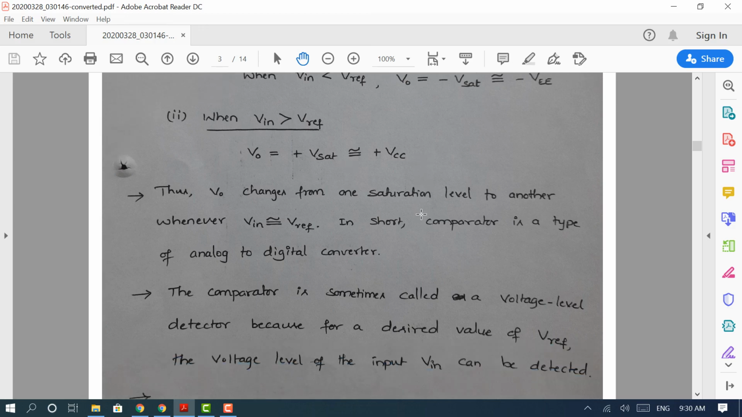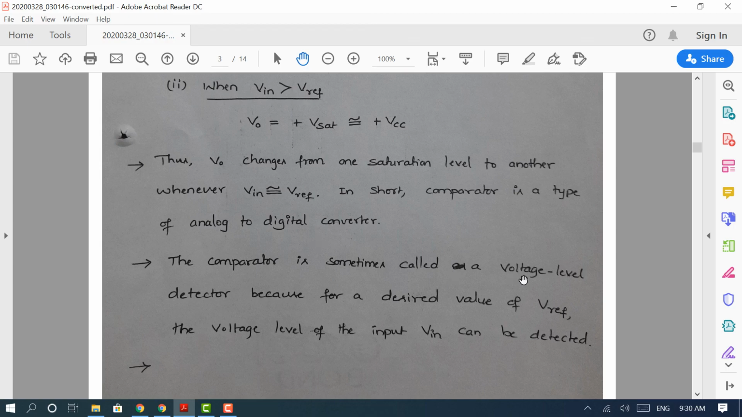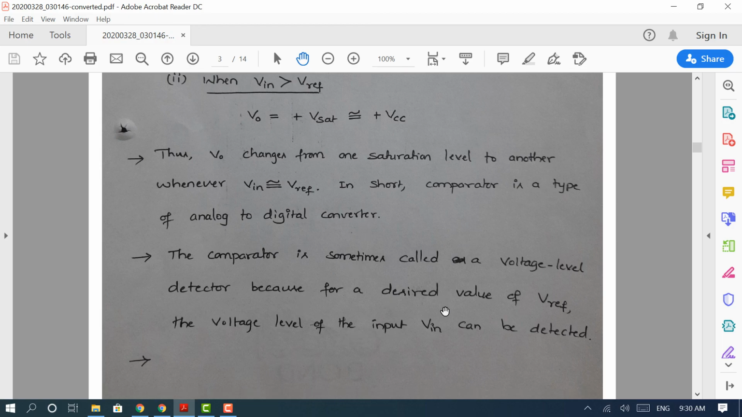So we have seen that V naught changes from one saturation level to another whenever V in and V reference are changed. Basically, when V in is equal to V reference, the output switches from either minus Vsat to plus Vsat or plus Vsat to minus Vsat. So this is the basic non-inverting comparator. The comparator is sometimes also called a voltage level detector, because the desired value of reference voltage level of input can be detected from this circuit.